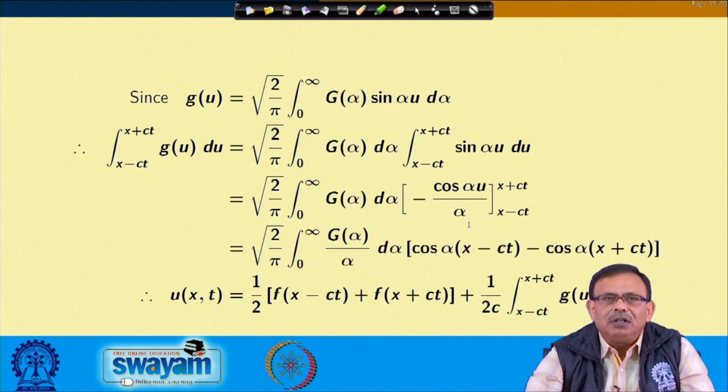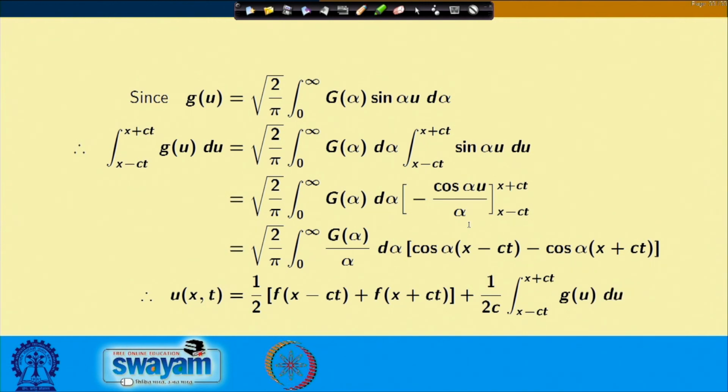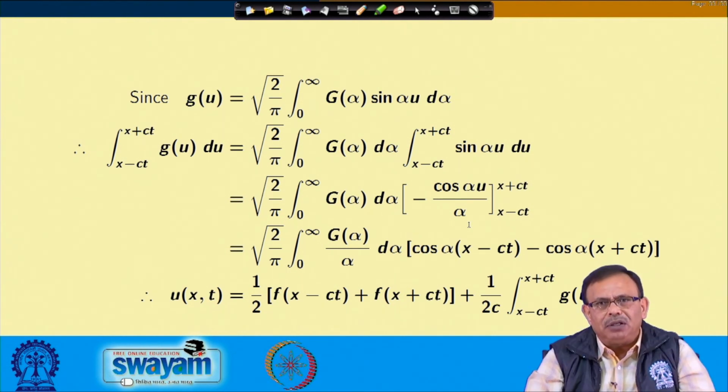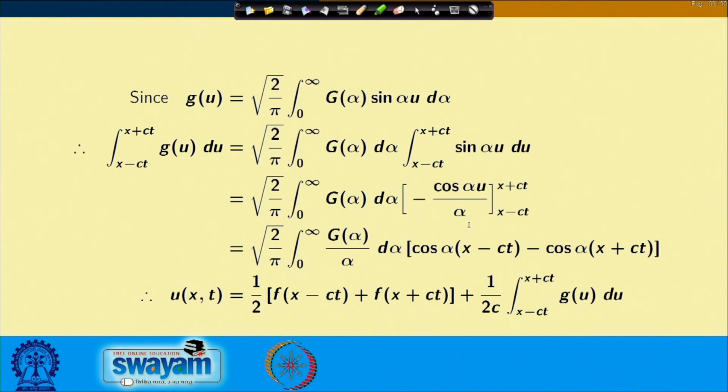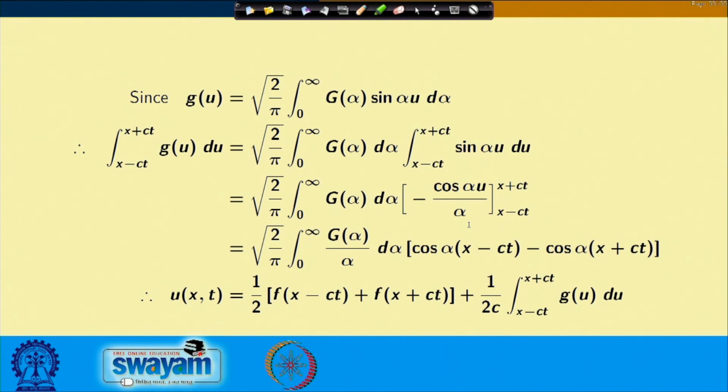So, it is nothing but now u(x,t) equals, we can write down half into f(x minus ct) plus f(x plus ct), plus 1 by 2c will come, and the integral from x minus ct to x plus ct of g(u) du. So, we have represented the solution in a compact form, in terms of the functions f and g. So, in this way, depending upon the problem, we can find the various solutions. In the last two problems, if you see, we have used the general functions f and g, and whenever f or g is known to me, in that case I can tell the exact value of u(x,t).